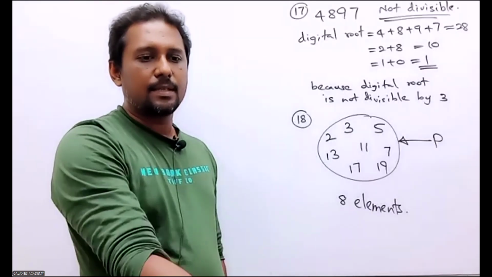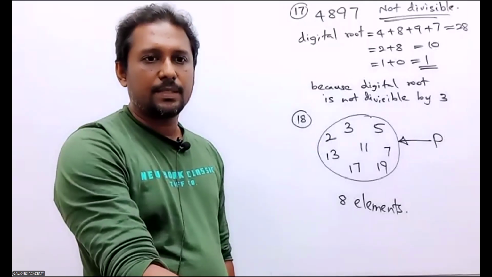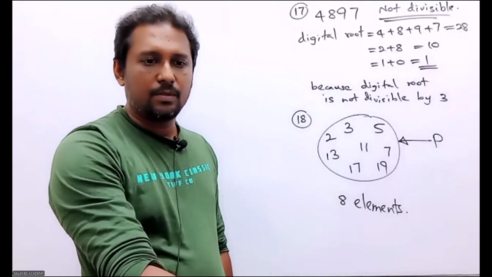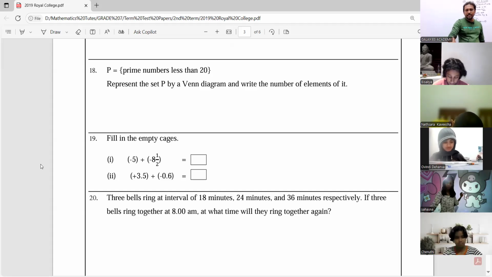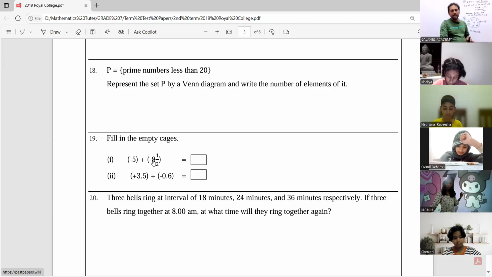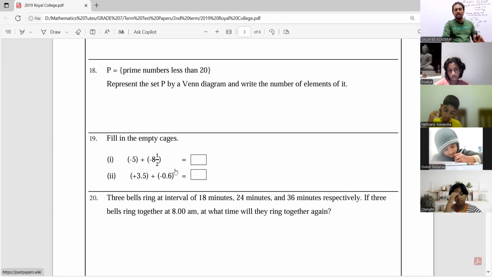Right. Another two questions remaining of this first part in the videos. Number 19, fill in the empty cages. The first one given: -5 and -8 1/2. Negative and negative numbers. When you add same signs directed numbers, what is the answer sign? Same sign. Negative, negative addition, negative; positive, positive addition, positive. So this one answer should be negative.